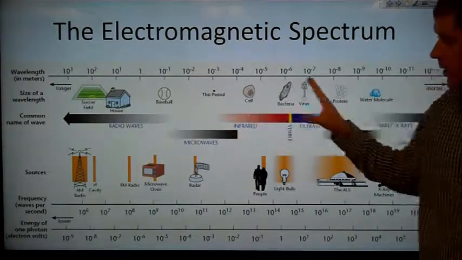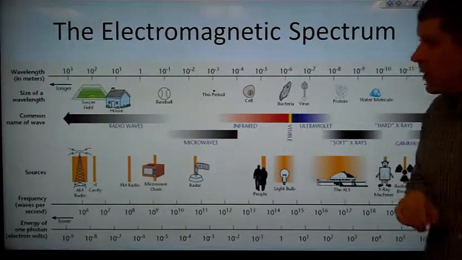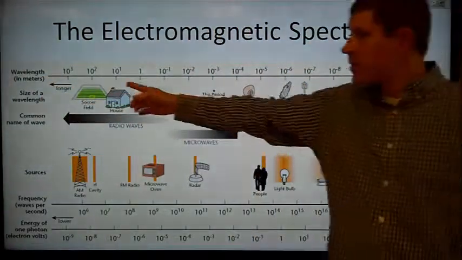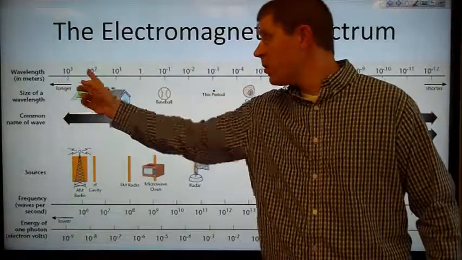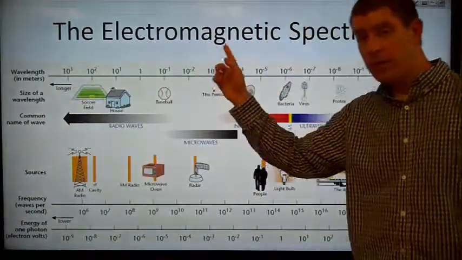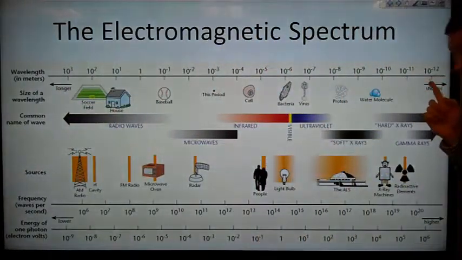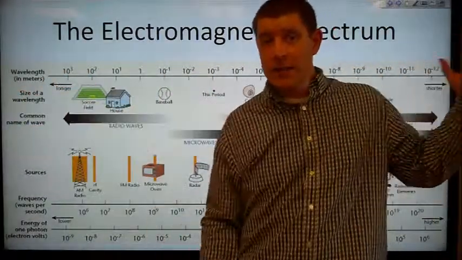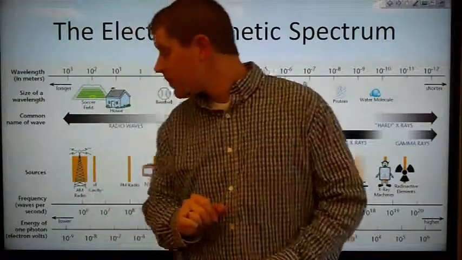So here I've got a little diagram, and up here on the top we have wavelength in meters. So we have very long wavelengths over here. This is 10 to the 3, 10 to the 2, 10 to the 1, 1, 10 to the minus 1, and so on, down to 10 to the minus 12. So on the left side we have long wavelengths, and on the right side we have short wavelengths.